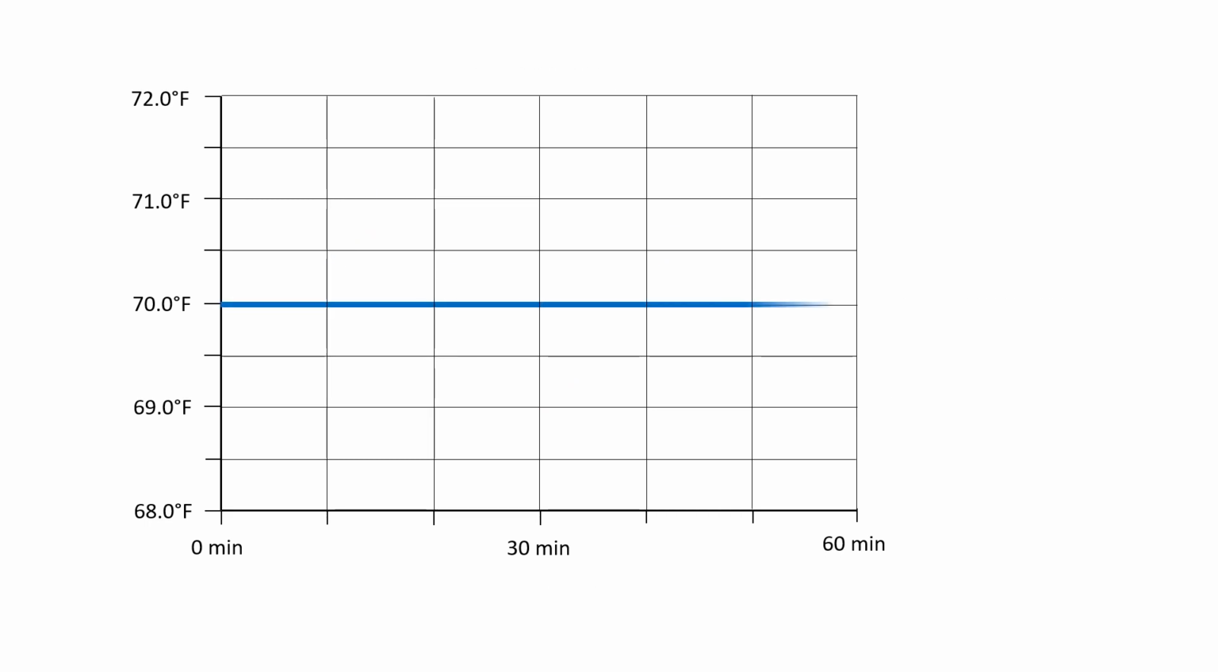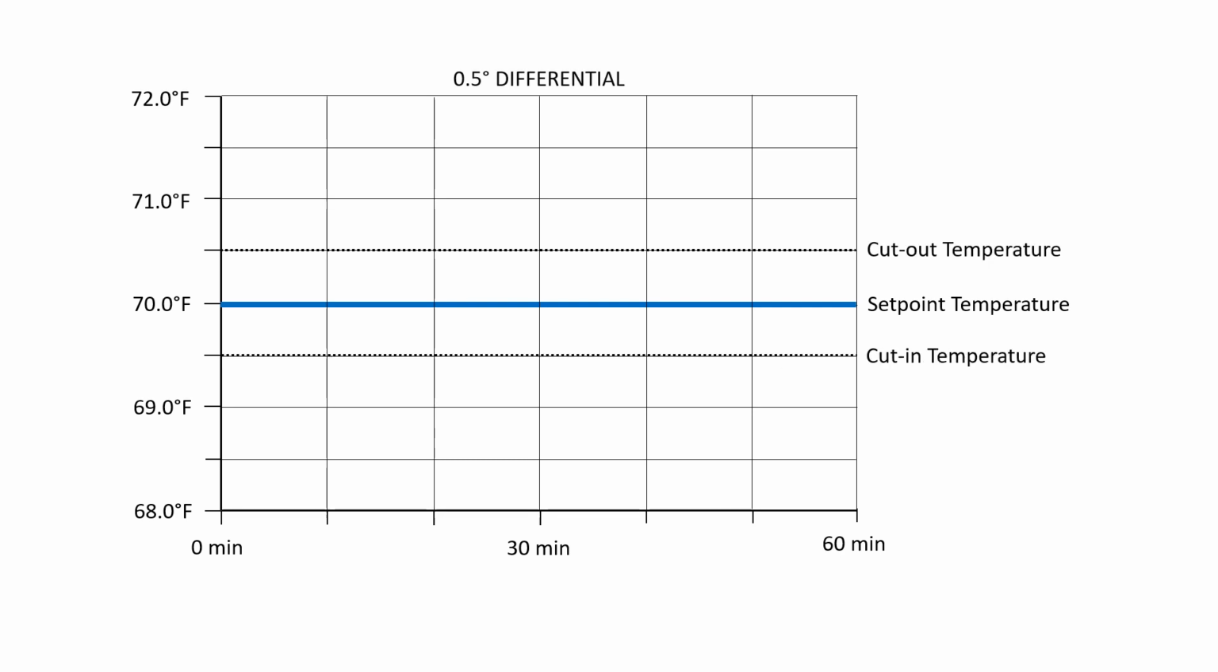Now we have a thermostat that has a 0.5 degree differential and is set to 6 cycles per hour. You can see the peaks and valleys in the temperature and how often the system will turn on and off. This can lead to less efficient operation of certain systems, for example, a heat pump.